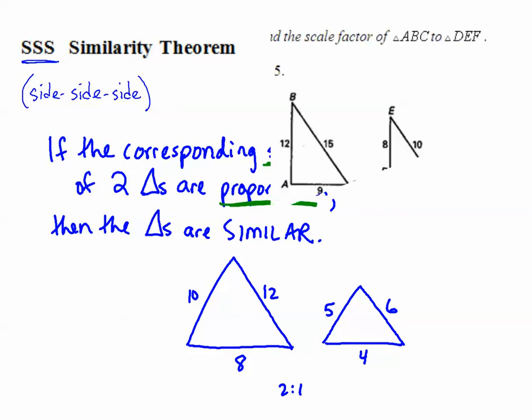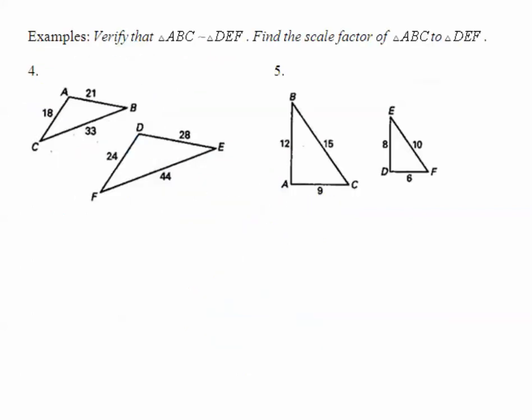Let's look at a couple of examples that demonstrate the side-side-side similarity theorem. First one, it says verify that the triangle ABC is similar to triangle DEF. Find the scale factor of triangle ABC to triangle DEF. Verify. That's a very important word there. That means we know they are similar, so this is just show it. Just show it. We know they are. It's not a yes or no question.